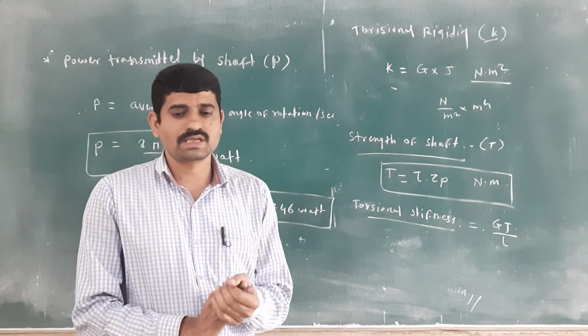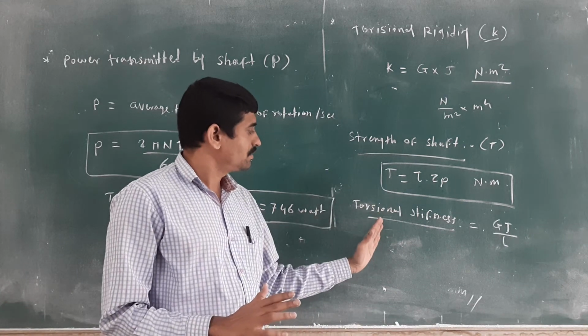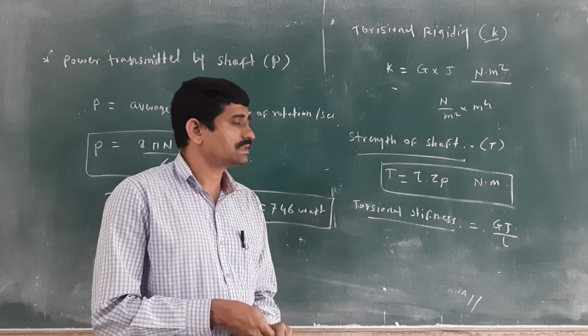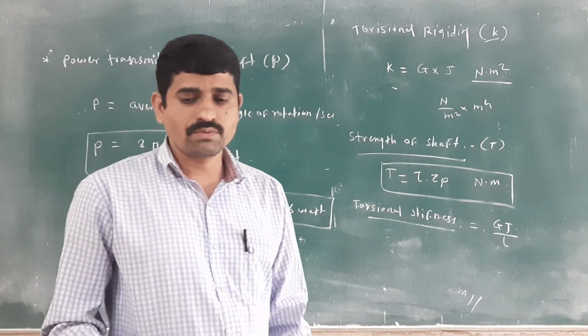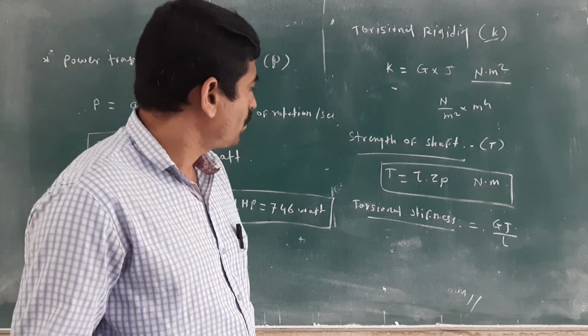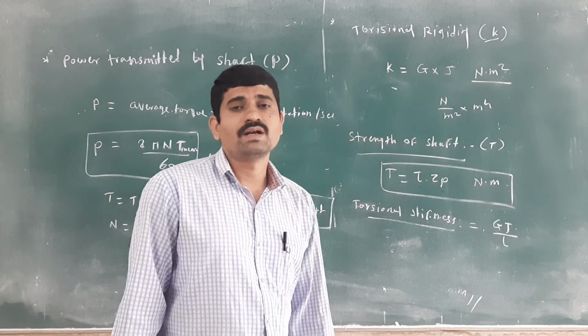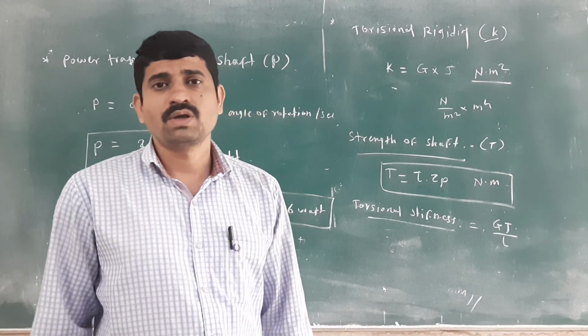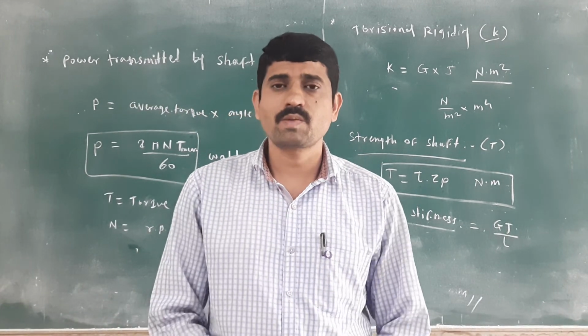Next lecture we will see the numericals. You have to sometimes remember the conversion: 1 radian is equal to 1 radian into 180 by pi, and you will get the degree value. Sometimes you have to convert degree to radian. You should remember the relation.